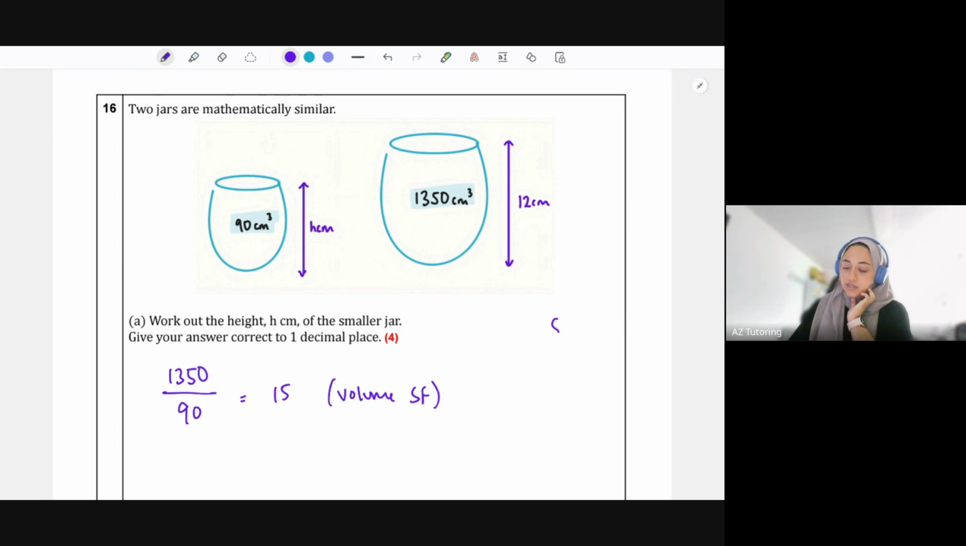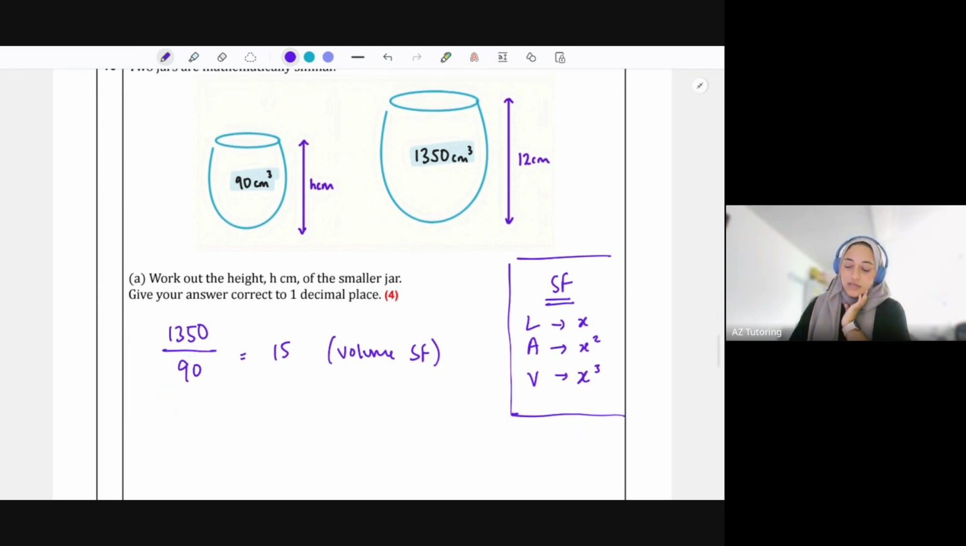Now, just to reiterate, the scale factors for each length, area, and volume. So for length, I can say x, area x squared, volume x cubed. So that's your scale factor rules. Now, if we know the volume scale factor is 15, we can work out the length scale factor by cube rooting 15, because I'm getting from volume to length, so I need to cube root it. So that's my length scale factor.